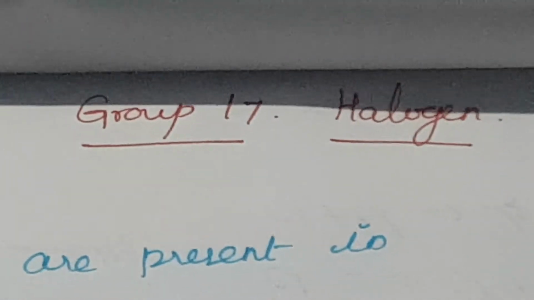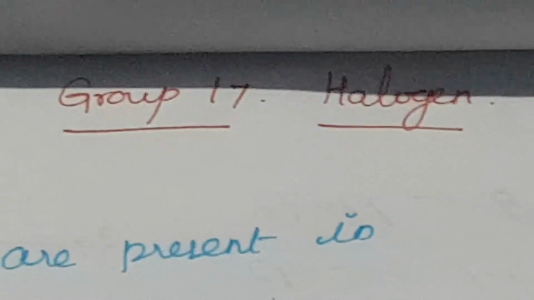Before these two videos, we did the problems for the sixth lesson and the seventh lesson, that is solid state and chemical kinetics. Next we continue with lesson 3, the p block elements 2. Today we are going to see group 17, that is the halogen family.